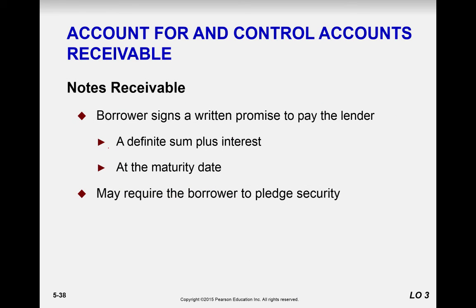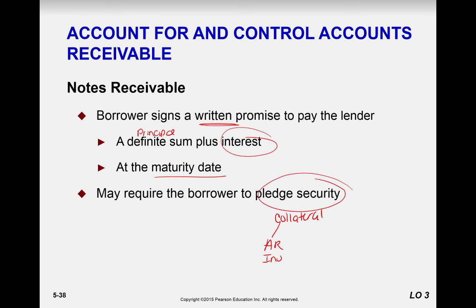So now notes receivable. What we have here is that you sign a written promise, which includes the principal sum of money and interest, and it's usually at a maturity date. Sometimes you have to pledge security, and this would be collateral, right? So you have to collateralize the note, and usually you might do this with your accounts receivable balance or your inventory balance. So those can serve as collateral for an amount of a notes receivable.